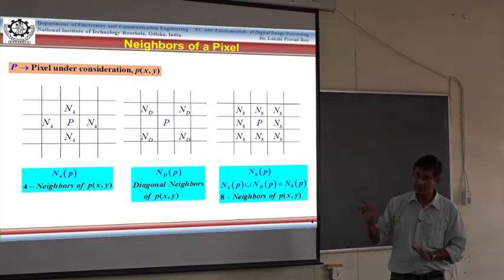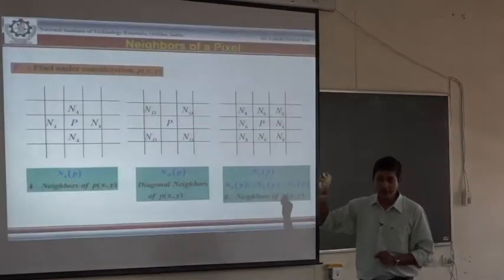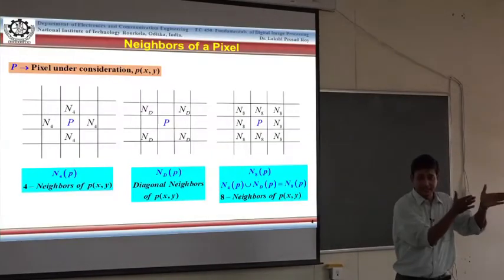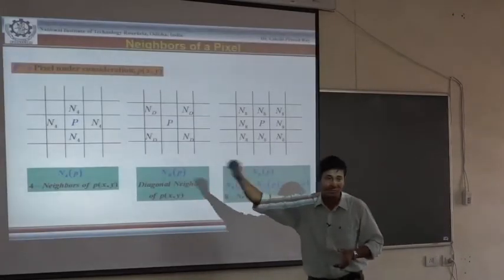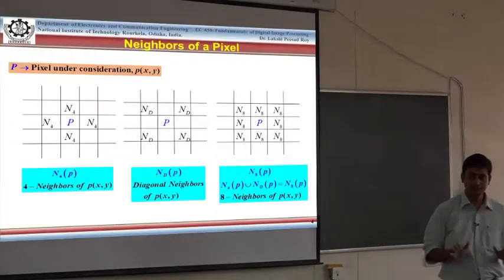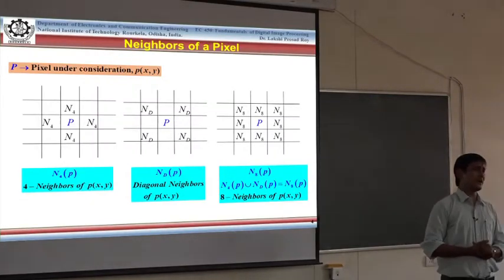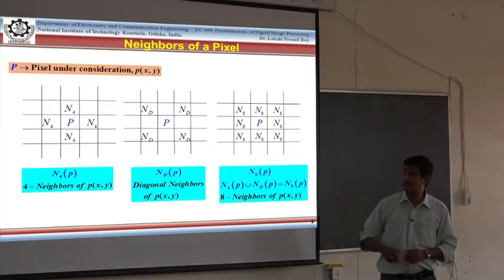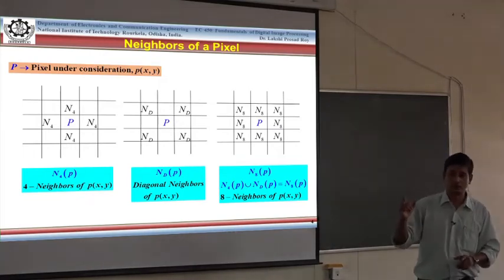P is the pixel location with respect to which they are the 4 neighbors, and they will be kept in a set, or made a group. That group will be named N4P. Okay? Next, people may ask why I should go only for vertical and horizontal, when I see some neighbors that are diagonal also. Let us take those now.